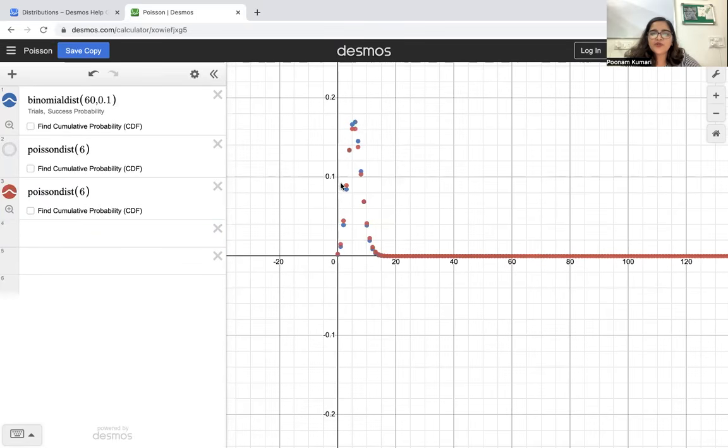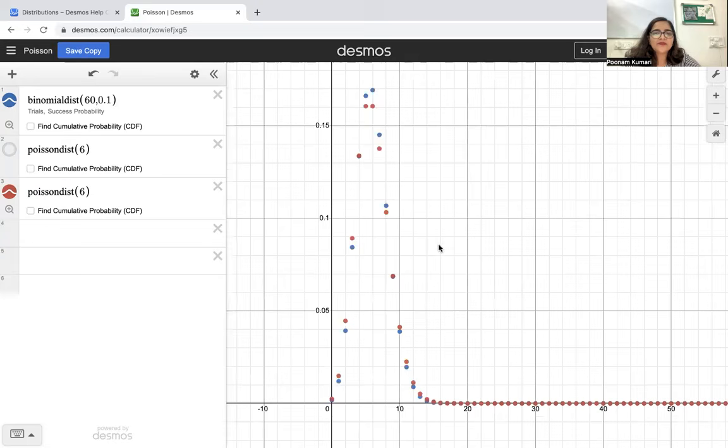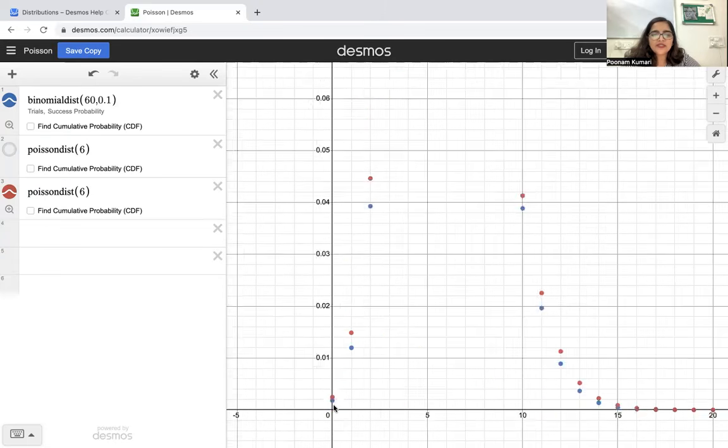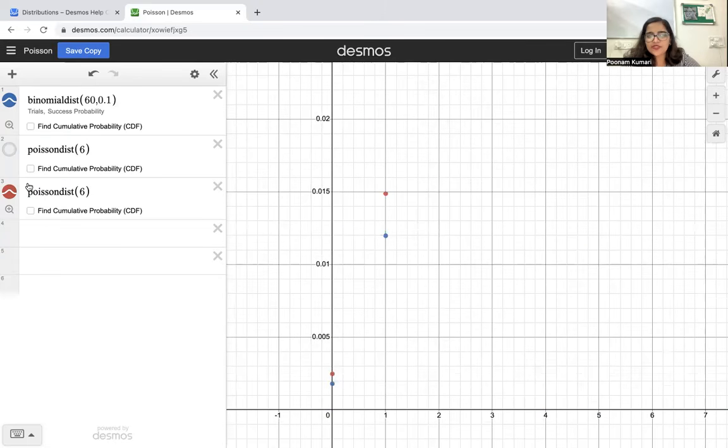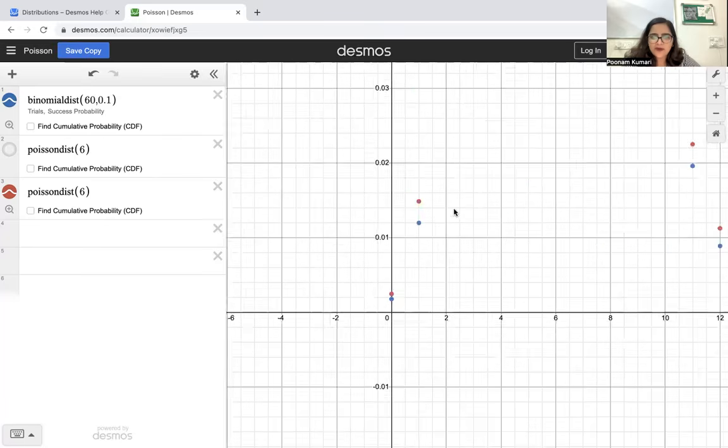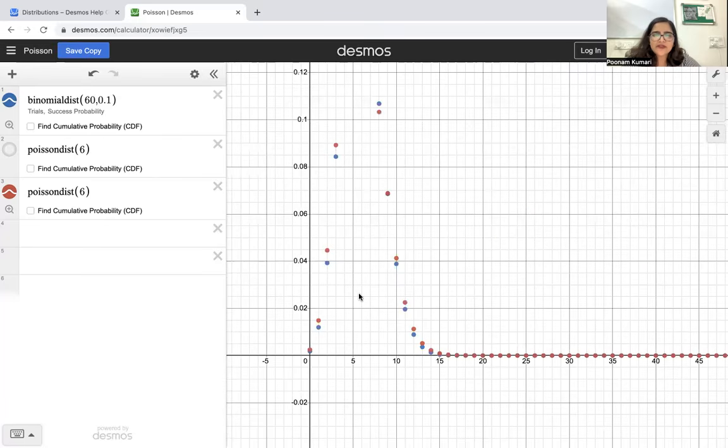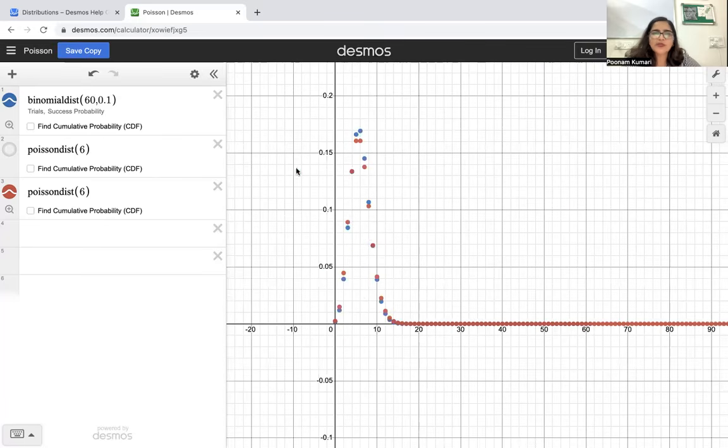Are they very, very close? So you see, this red one is my Poisson distribution. This blue one is my binomial distribution. This number is 0.0018. This number is 0.00248. These two numbers are a little far apart. But obviously, when you try to see them like this, they are very, very close. Let's try to increase this number.